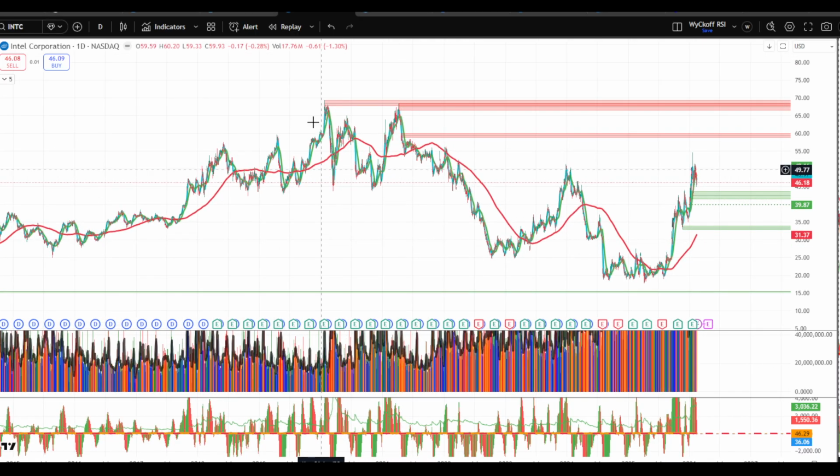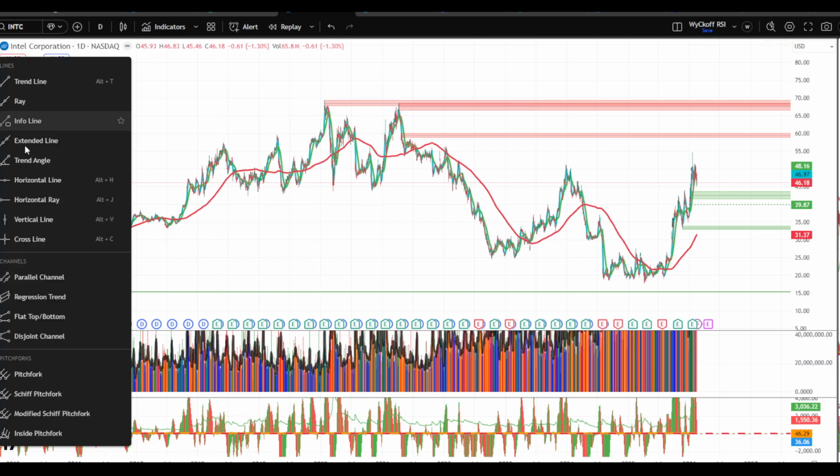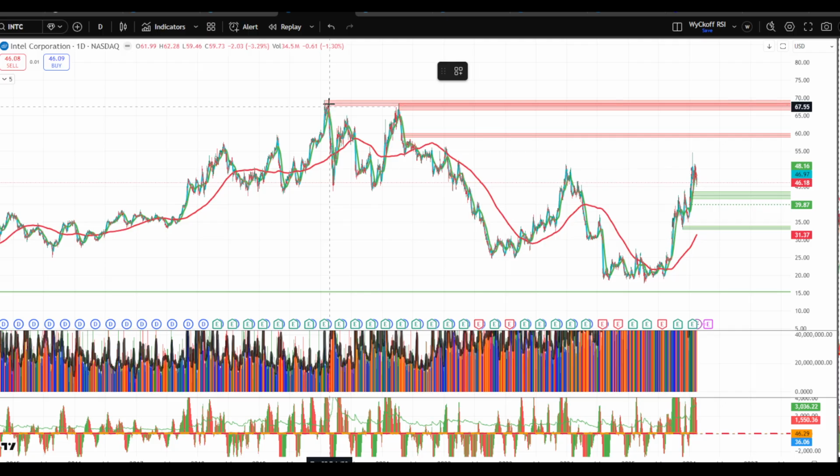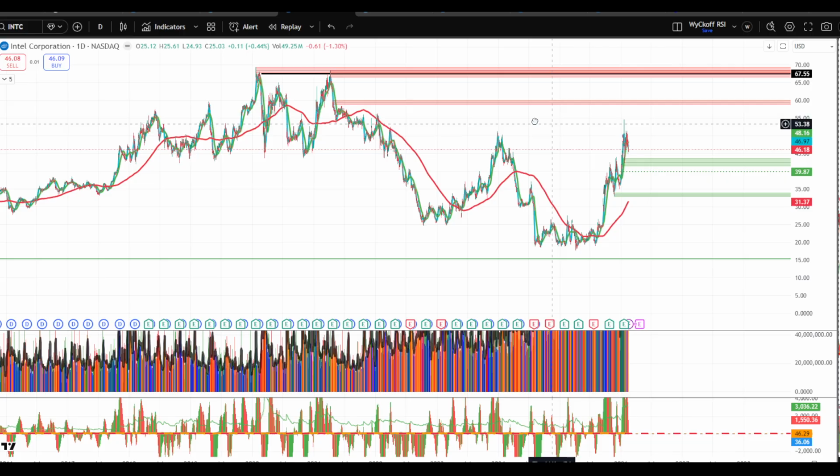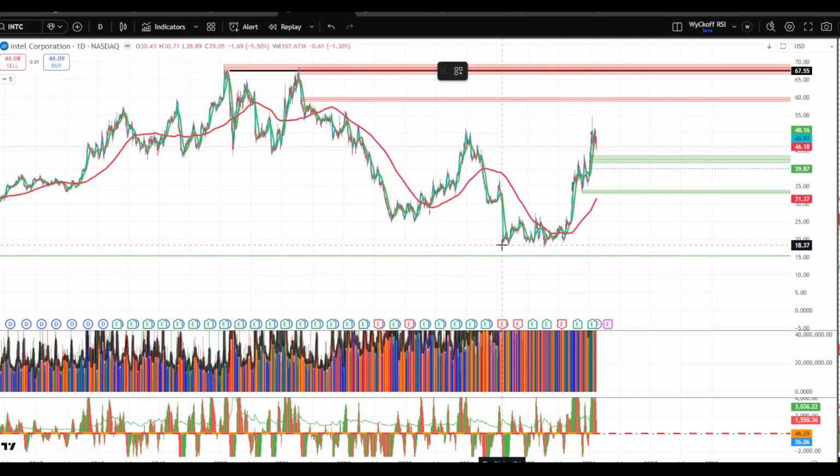First of all, what we see here is a top and a high of around $67.50, and a low of about $18.30, $19, $18. I just put it there roughly.